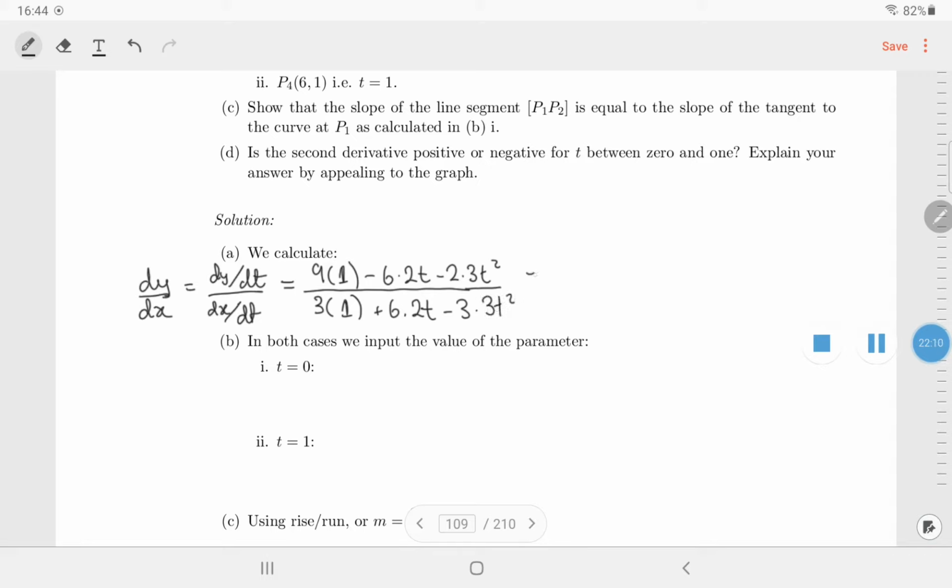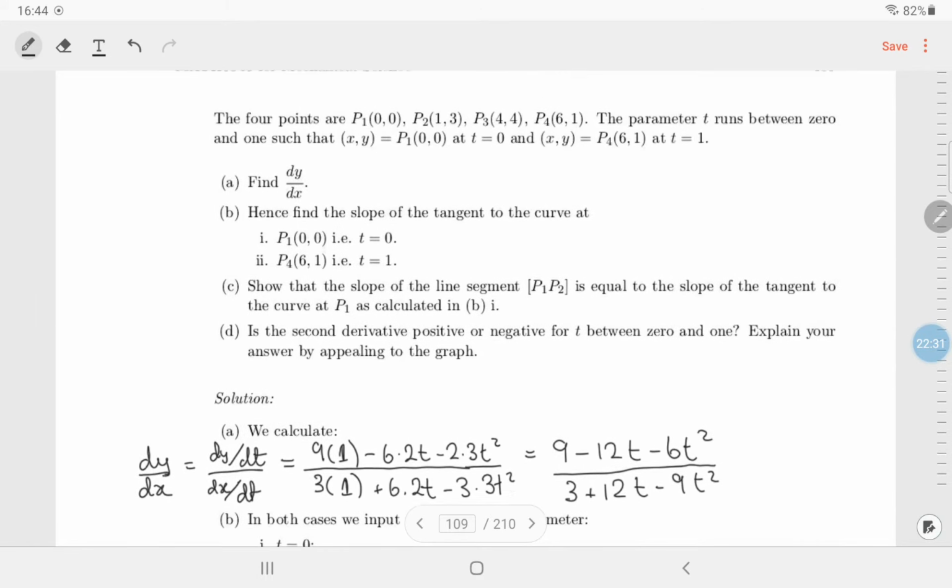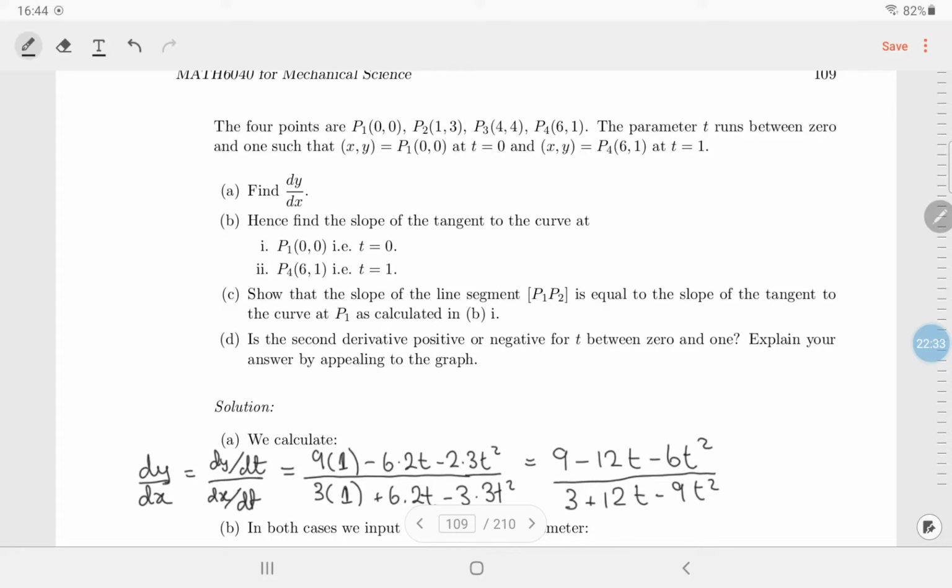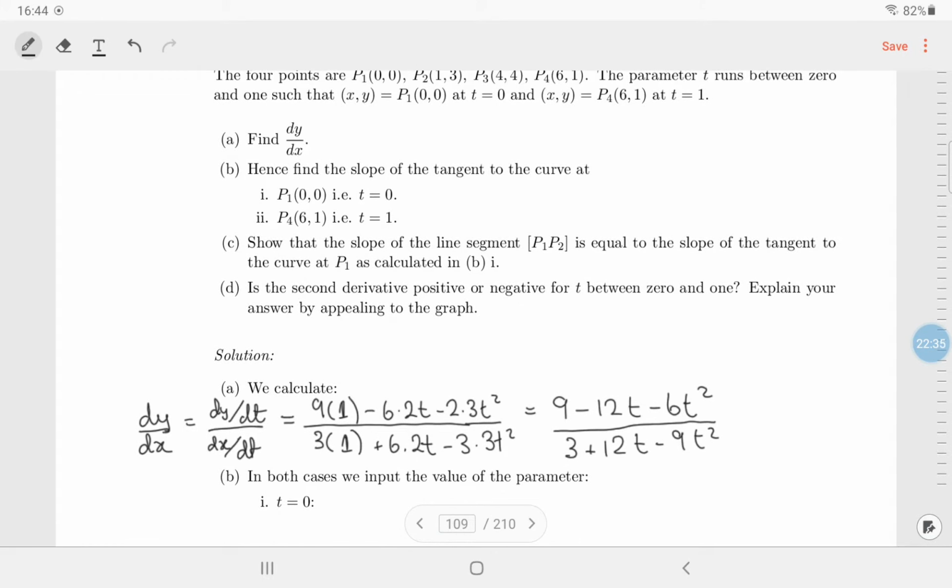Now we will simplify this. We could probably divide above and below by 3, but we won't bother with that. We get 9 minus 12t minus 6t squared over 3 plus 12t minus 9t squared. That's dy/dx. Hence, find the slope of the tangent to the curve at P1 at t equals 0 and t equals 1.